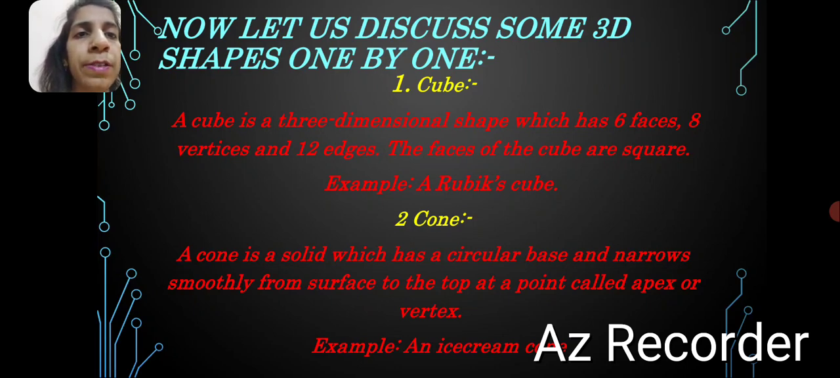Next shape is cone. A cone is a solid which has a circular base and narrows smoothly from the base to the top at a point called apex or vertex. Example: an ice cream cone. Yes, an ice cream cone is a perfect example of a cone.